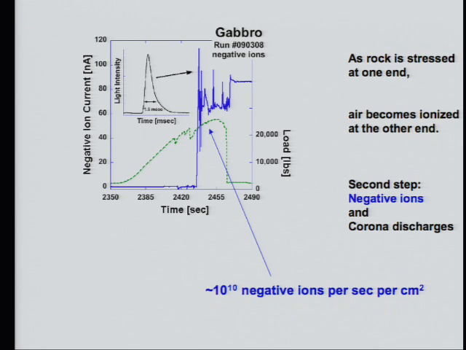Because now we are getting into the regime where we are not only forming positive ions, now we get corona discharges, and the corona discharges produce these negative ions and free electrons that we pick up with our collector. So the second step is negative ions accompanied or caused by corona discharges. And still, always remember, we stress at one end here, we measure at another end.